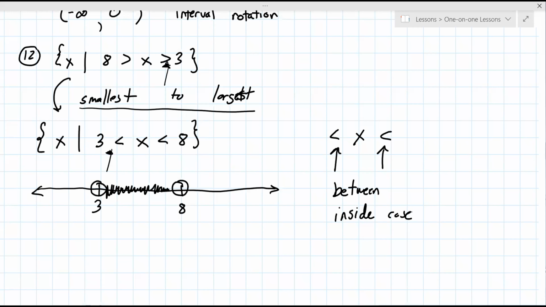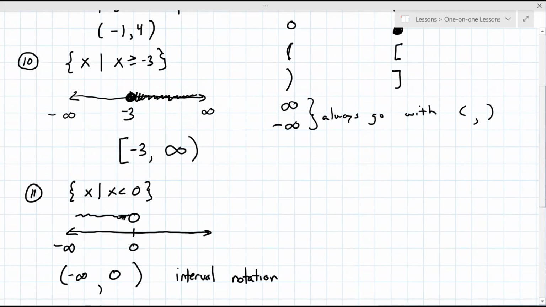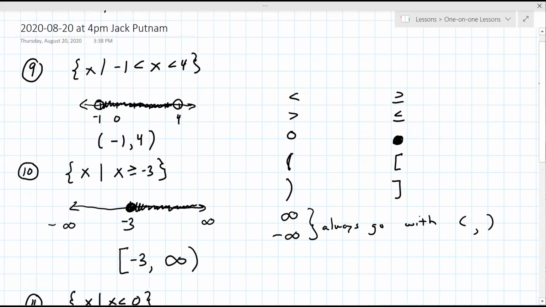All right. And then for in between, it'll just be 3 comma 8 with parentheses, because neither one are included. Okay, cool. So we could even add some words in here, like these include and these exclude. Including.